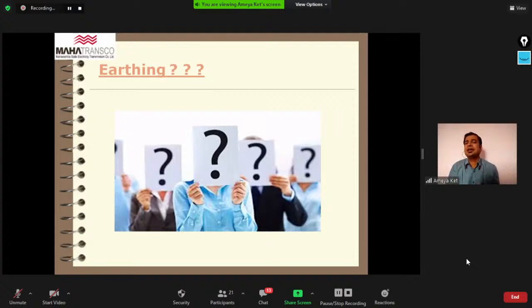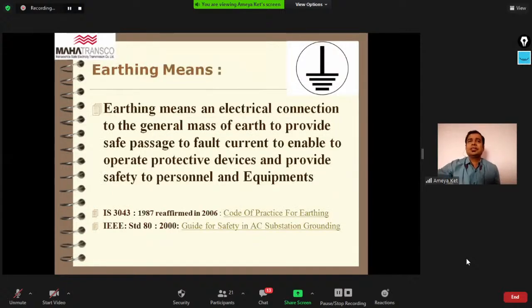So what is earthing exactly? Earthing means an electrical connection to the general mass of earth to provide safe passage to fault current, to enable protective devices to operate and provide safety to the person and the equipment. So what do we understand exactly? Earthing is, in general, an electrical connection connecting a particular equipment to the mass of earth, to make a safe passage for the fault current to enable all the protective gears we are providing on the EHV system, for the safety of the person and the safety of the equipment itself.